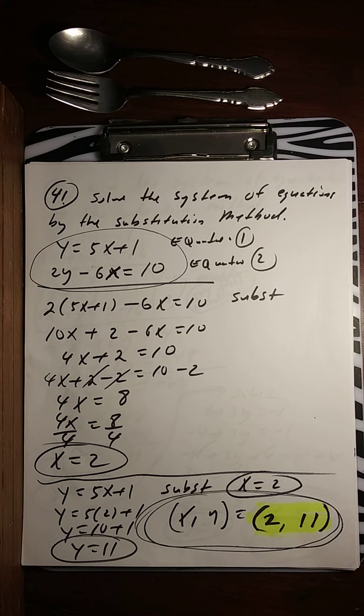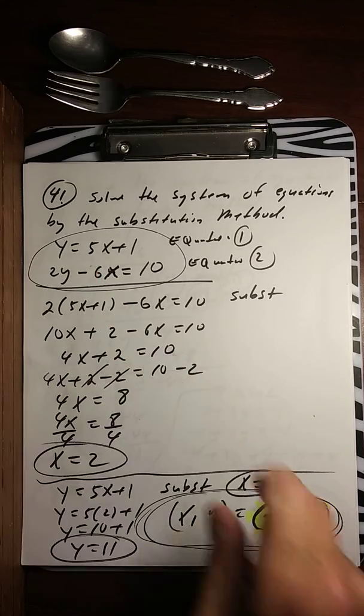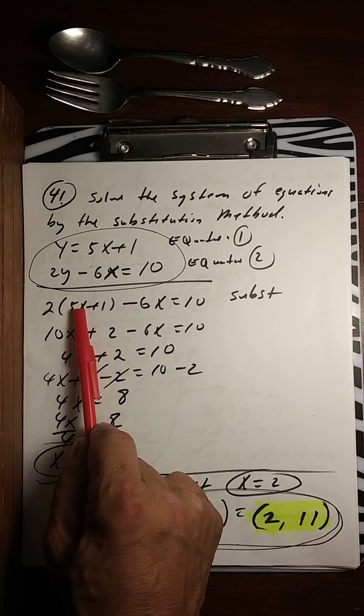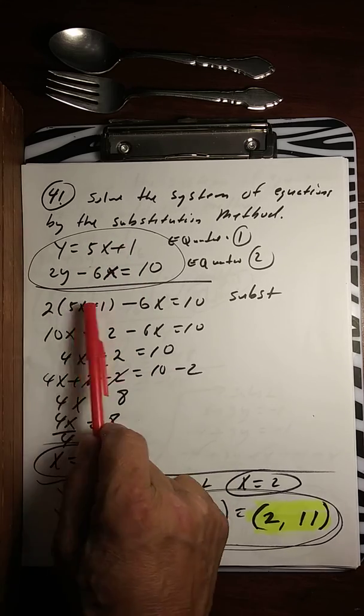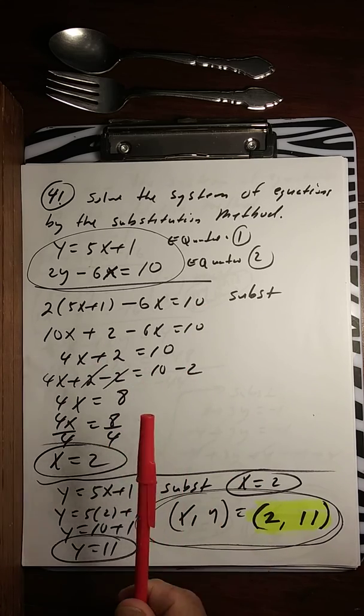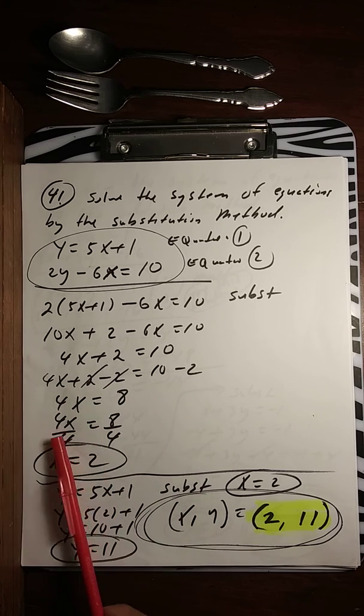Solve the system of equations by the substitution method. Alright, so let's see. We're going to substitute y equals 5x plus 1, this right here, for the y. So 2 times that is 10x, 2 times that is 2. So we have this left over. Now we're going to go ahead and minus 2, minus 2. 4x equals this. Divide by 4, divide by 4.